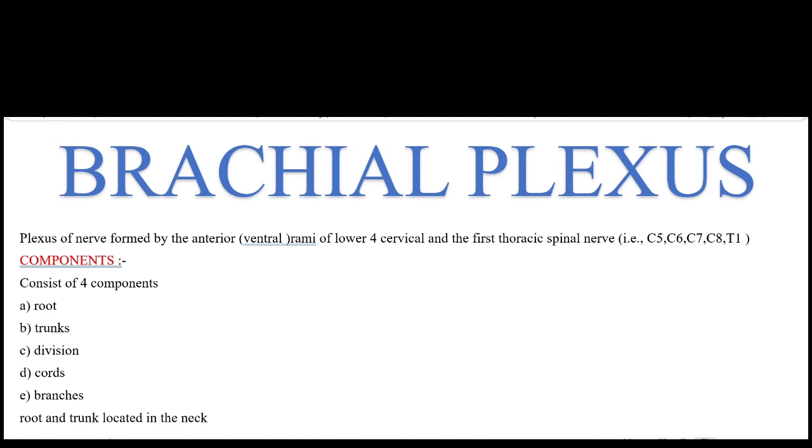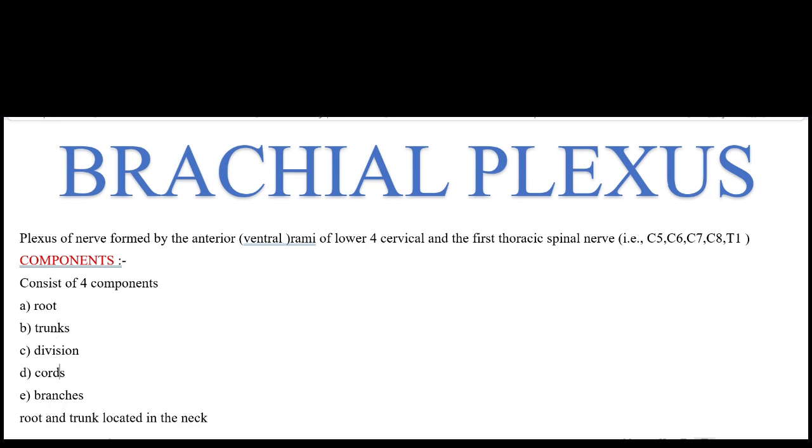So let's start. Basically it is a plexus of nerves which is formed by the anterior rami of the lower four cervical and first thoracic spinal nerves. Then we can say that C5, C6, C7, C8 and T1. It has four components: root, trunk, division, cord, and a fifth component, which is branches.